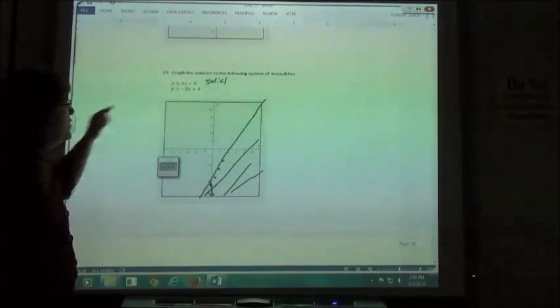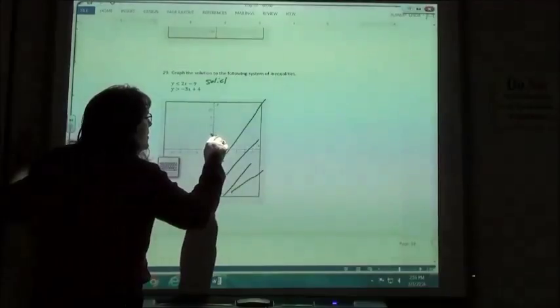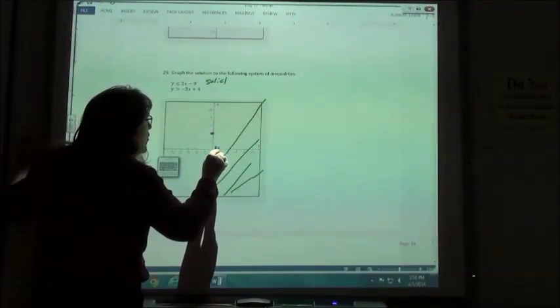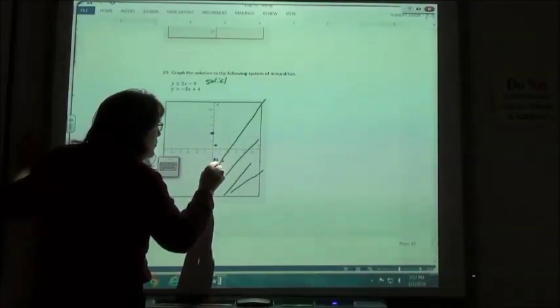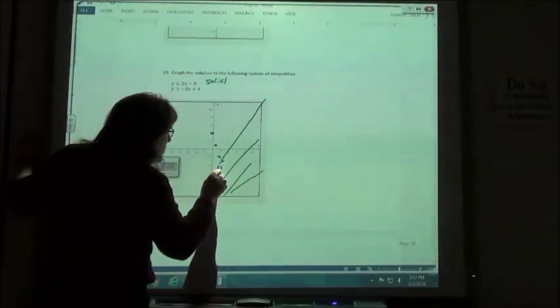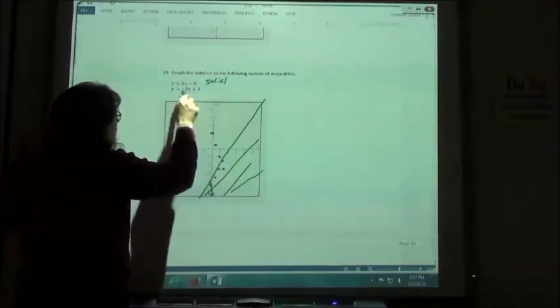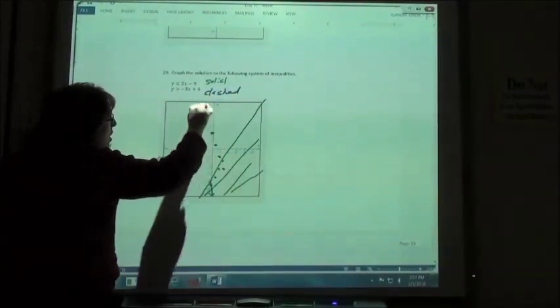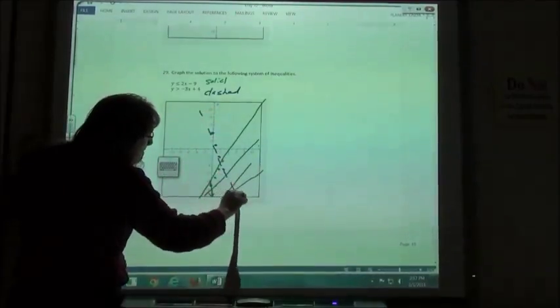Here, my y-intercept is at 4. My slope is negative 3, so down 1, 2, 3 over 1. Down 1, 2, 3 over 1. This one's going to be dashed because it doesn't have the equal to bar. So I have my dashed line.